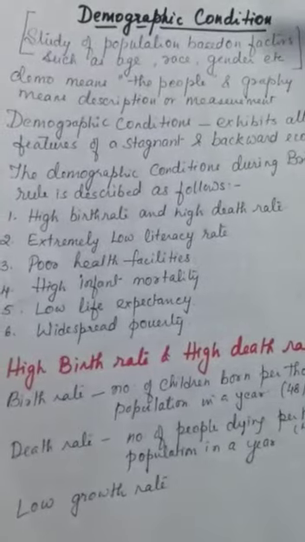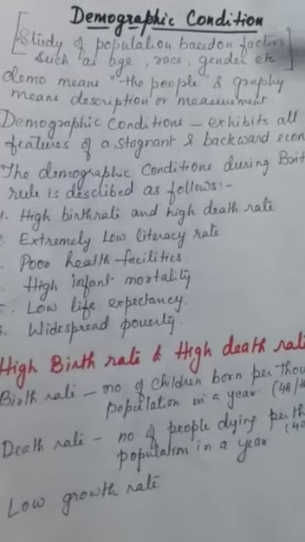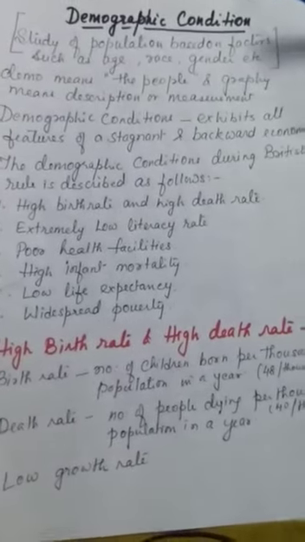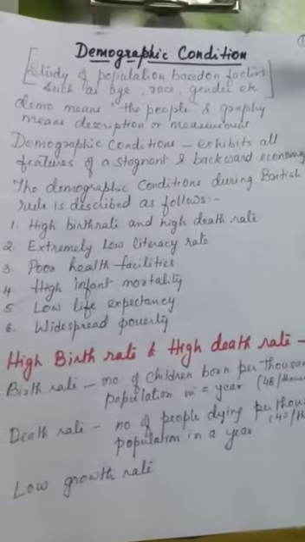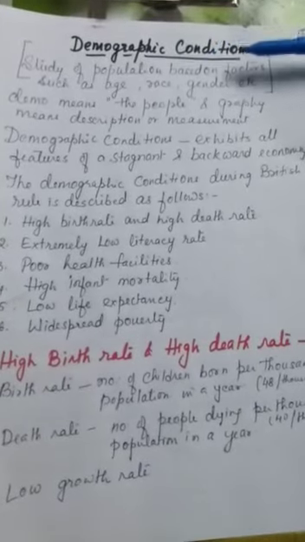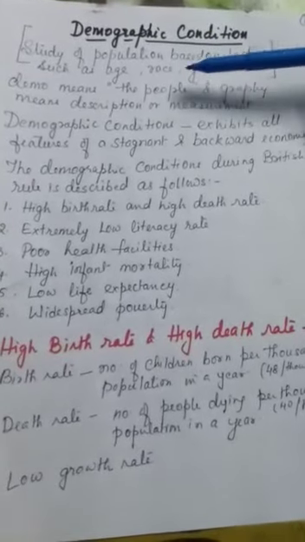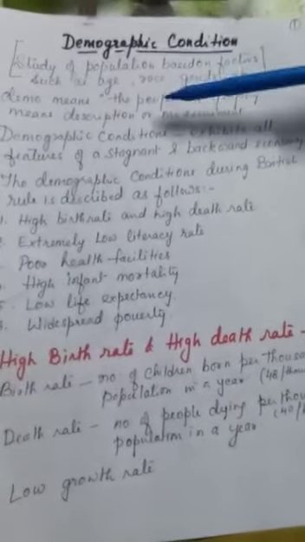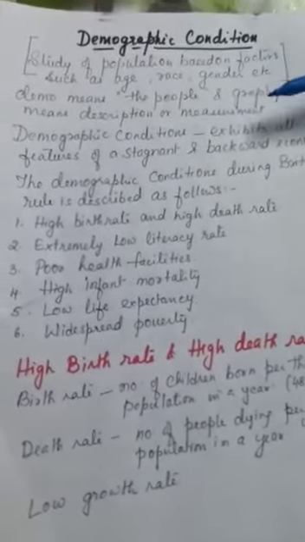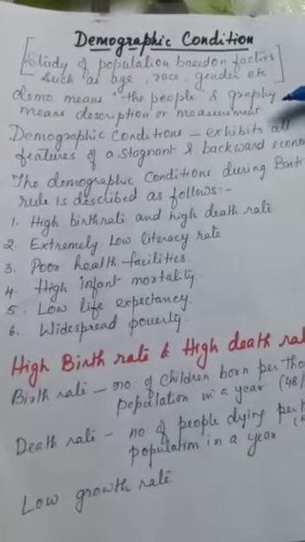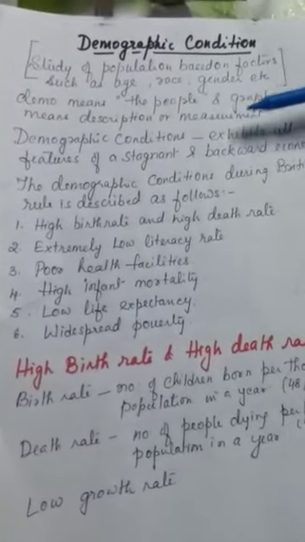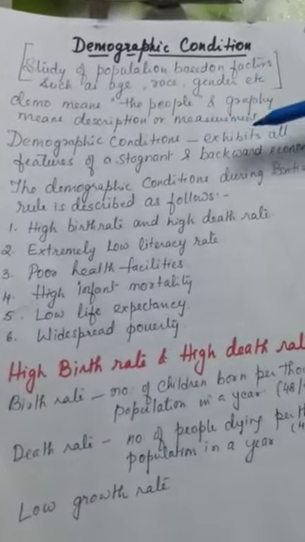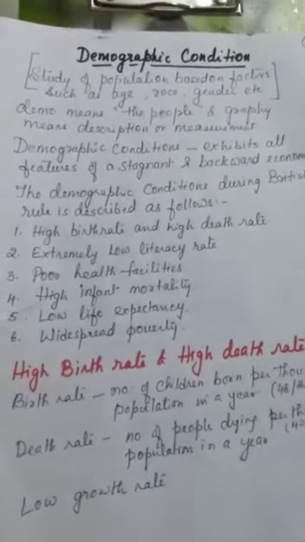Hello children, today we will start with the next module on the topic demographic conditions during British period. The study of population based on factors such as age, race and gender is called demographic conditions. Demo means people and graphy means description or measurement. Demographic conditions exhibit all features of a stagnant and backward economy during British rule.